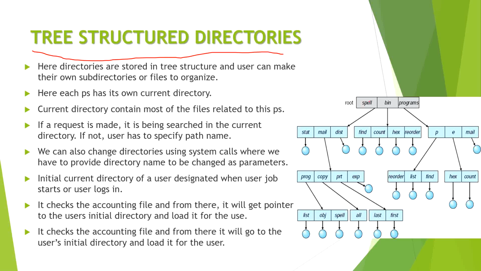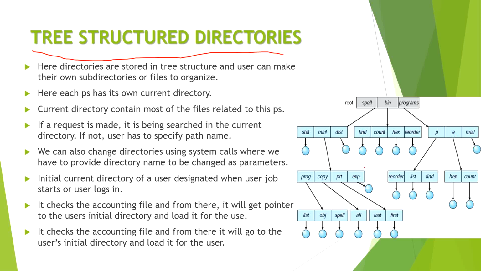Under this spell directory we will make three more directories: one is stat, mail, and distance or dist. After that, in the mail directory we are storing another directory. So these are the four directories, and under them we are storing all these files. There are files like stat and distance, which are regular files and contain data, and there are also directories which will make the tree further, or which will contain directories or subdirectories, and in the same way all are implemented.